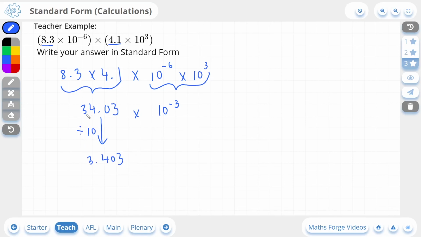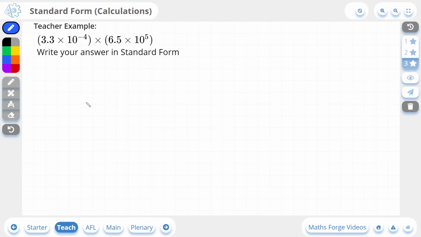Now because I divided the left-hand number by 10, I'm going to have to multiply this right-hand number by 10. And this is going to give us 10 to the power of -2. And then I put my multiplication symbol in between them. This number is now in standard form. The first number is between 1 and less than 10, and the power of 10 is an integer. So if we check our answer, there it is. And that's it for our lesson on standard form calculations.